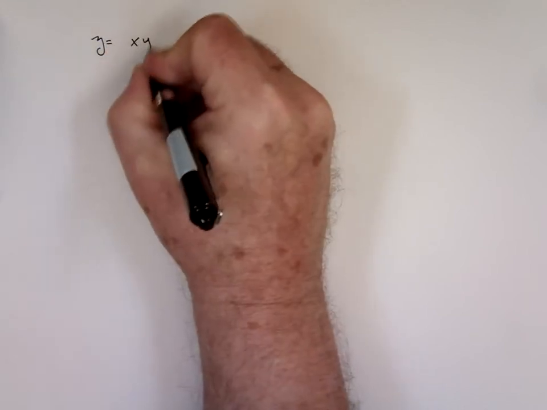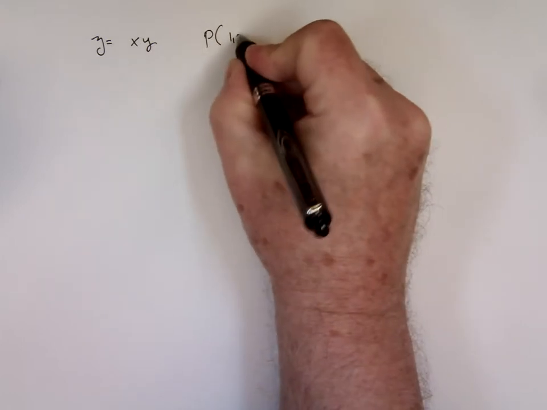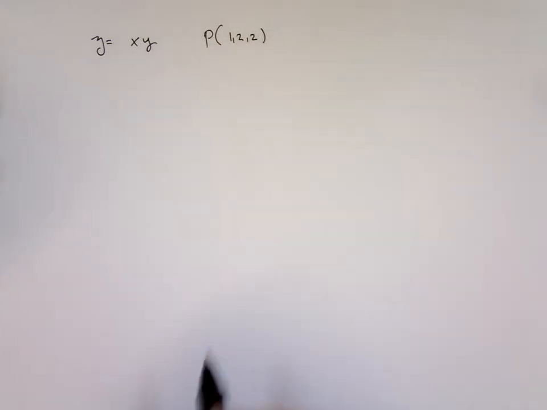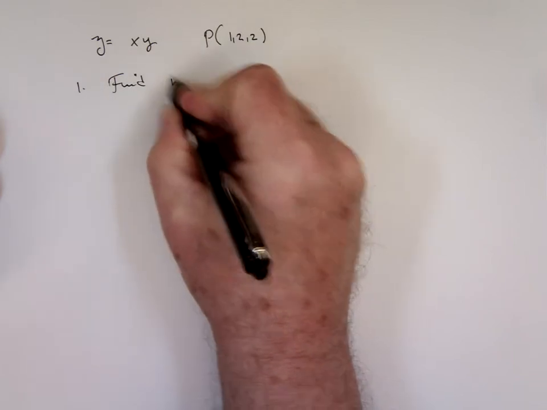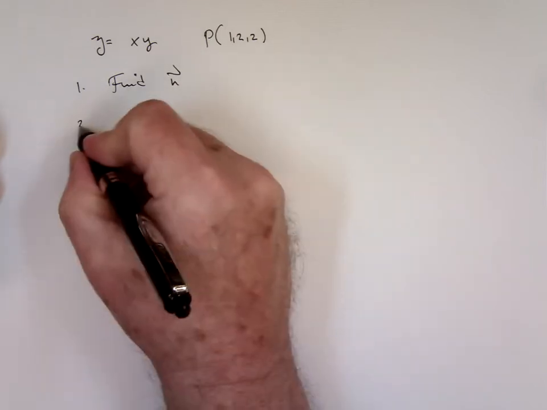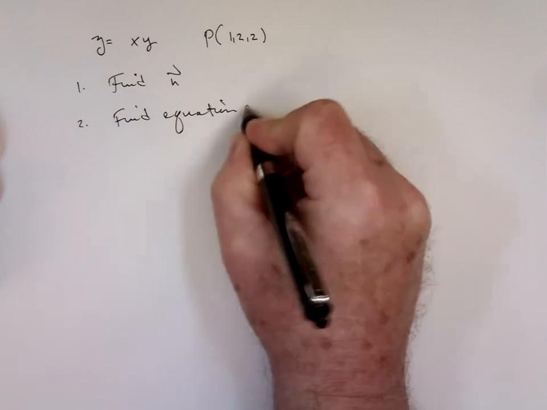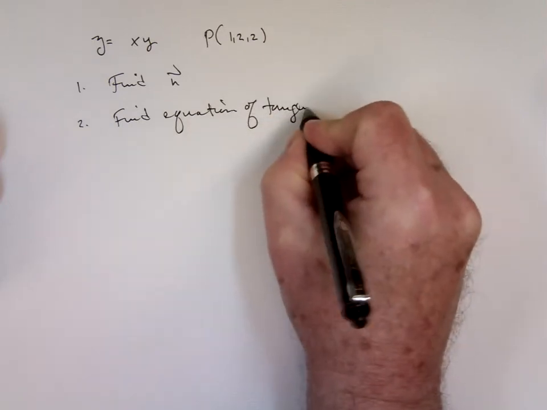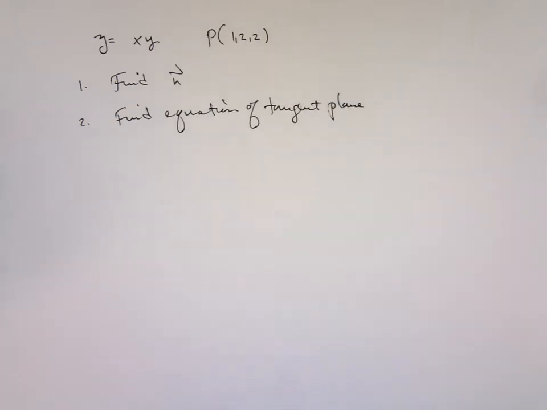How about z equals xy? And let's take a point, P, (1, 2, 2). What you should be able to do is, number one, find a normal vector to the surface at that point. That's an n. And then find the equation of the tangent plane to this surface at that point. Go ahead, why don't you guys do it? And then we'll do it.